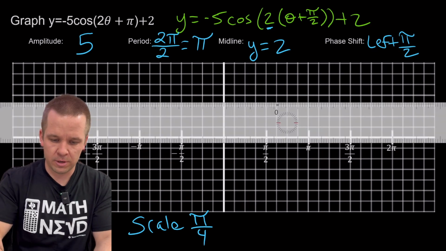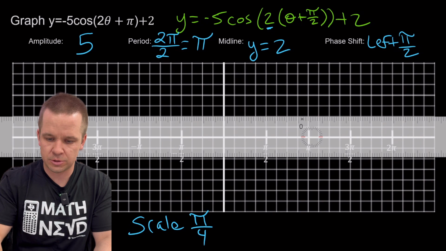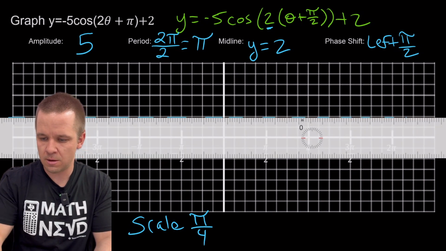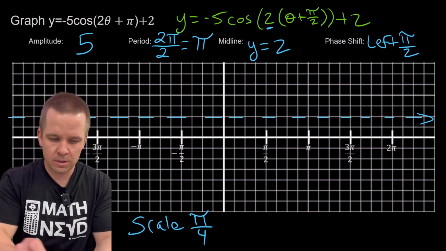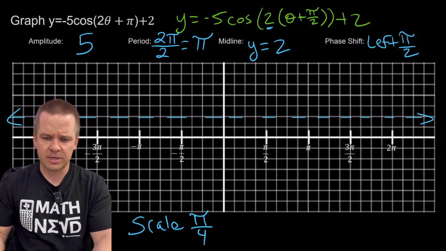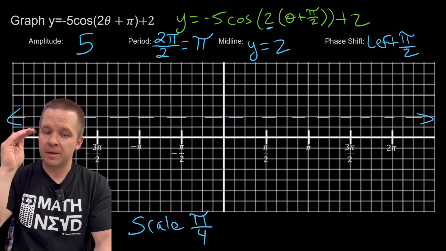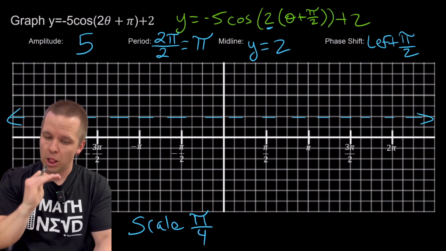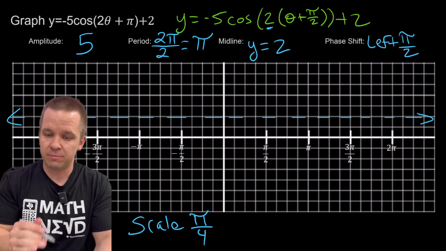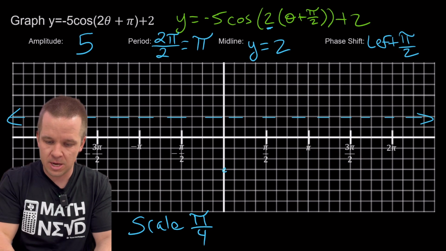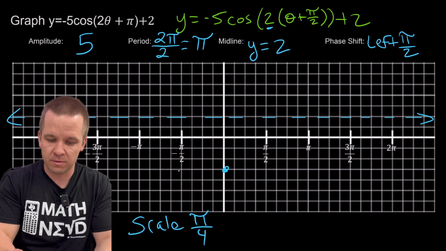So let's get my ruler in here. We're going to put that at y equals 2 for my midline. Good dash line. And then cosine normally starts above the midline, but because it's negative, now we're going to deal with the negative, it's below the midline. So I'm going to be 5 below the midline, but I'm also going to the left pi over 2. So instead of 5 below the midline right here, I'm going to be 5 below the midline right there. So we're going to take that guy off.